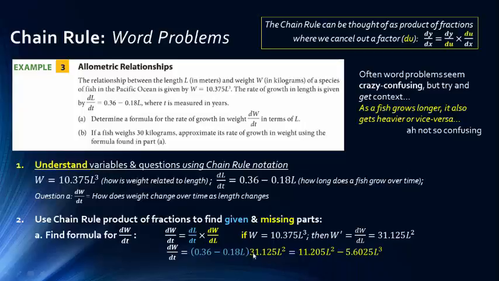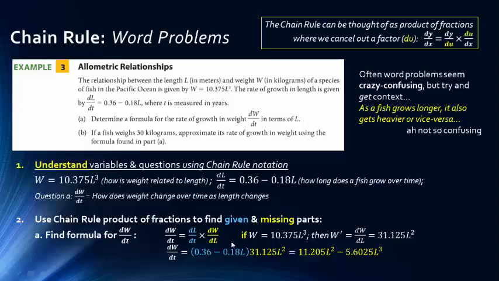So we put the pieces together, 31.125 L squared times that original formula, and we get 11.205 L squared minus 5.6025 L cubed. Hey, we've done it. So this can really help us with some of these problems, especially if we rewrite it. This one already gave it to us in the problem in terms of the fractional notation. We had this, we're looking for this.